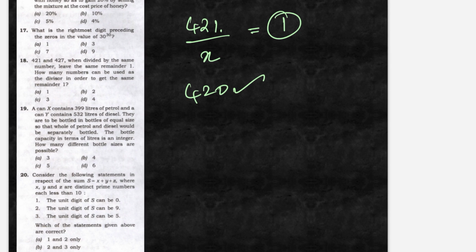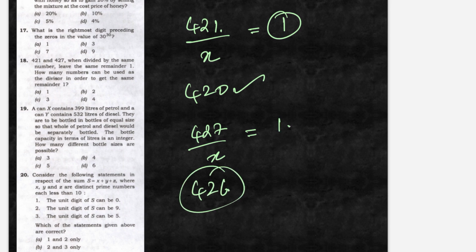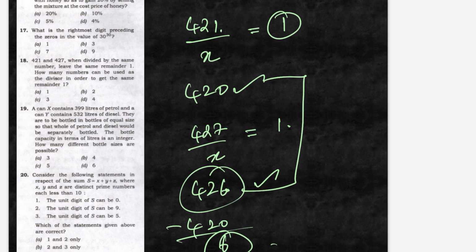And similarly 427 when you divide by that same number also leaves a remainder of 1. Okay, so it means that 426 was perfectly divisible. So 420 and 426 are perfectly divisible. Look at the difference between these two numbers. It's 6. If 6 can divide 420 perfectly, it for sure can divide 426 also perfectly, right? Because the difference is 6.